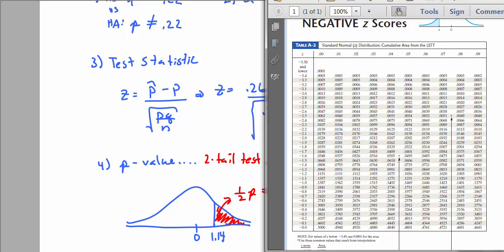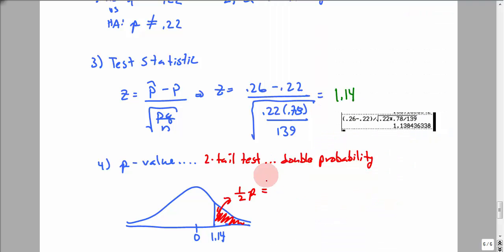And I know that this is 0.1271, the area to the left of the negative 1.14 will be the same as the area to the right of 1.14 because of symmetry. So p would equal 2 times 0.1271. Okay, so 2 times 1271, I get 0.2542.